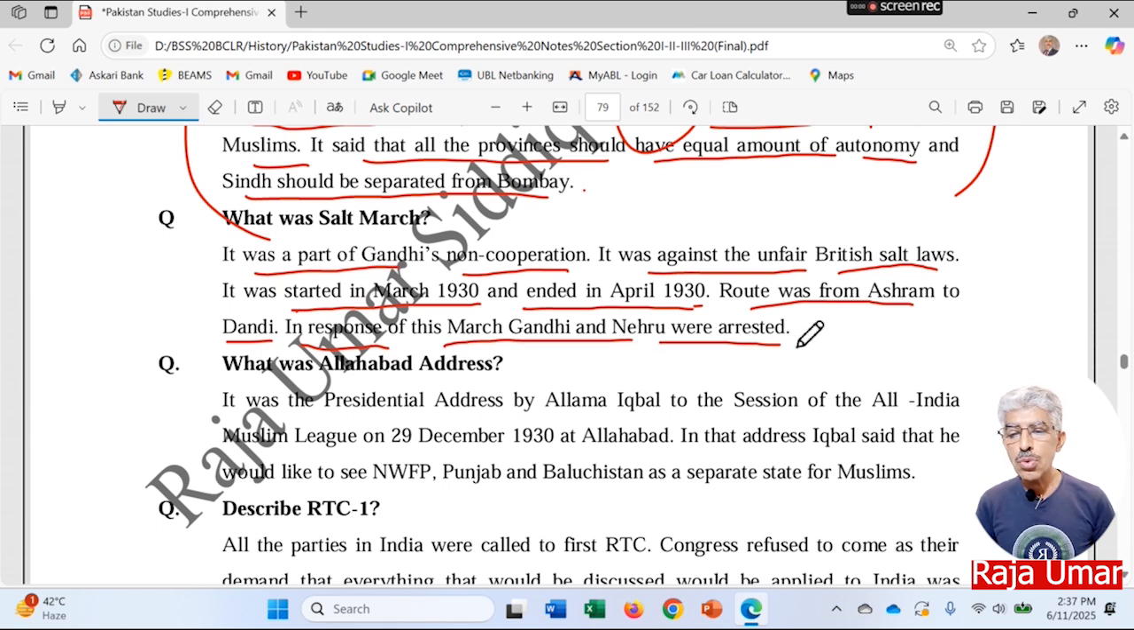So just to pressurize the British government towards awarding dominion status to the subcontinent, this march was announced by the Indian National Congress under the leadership of Mr. Gandhi, but it turned out a failure again and Mr. Gandhi was arrested.